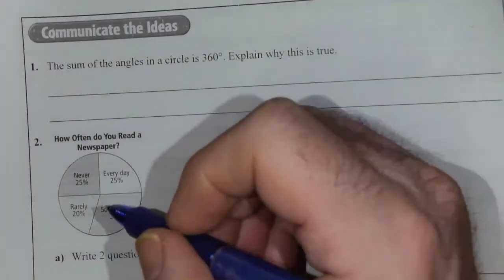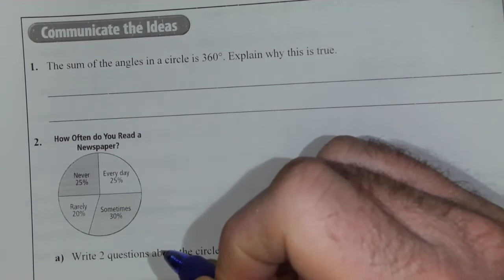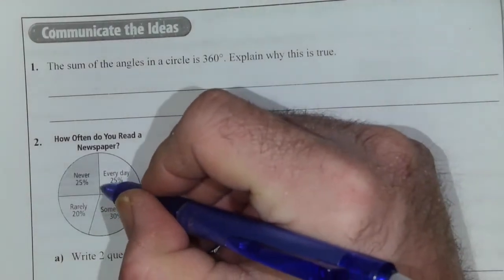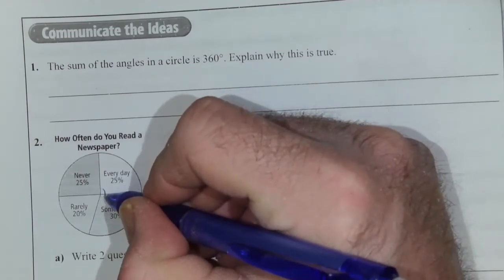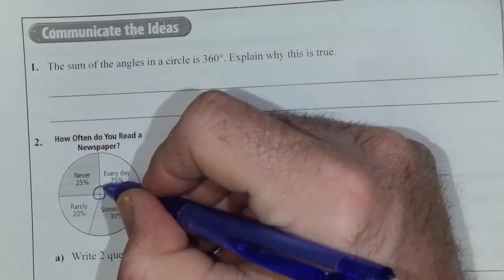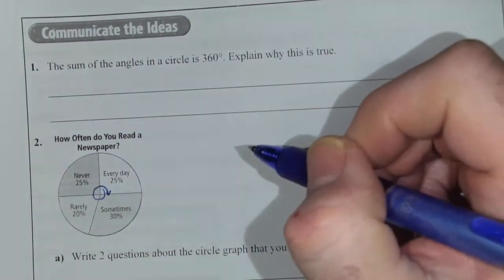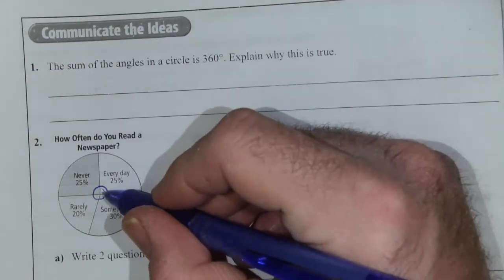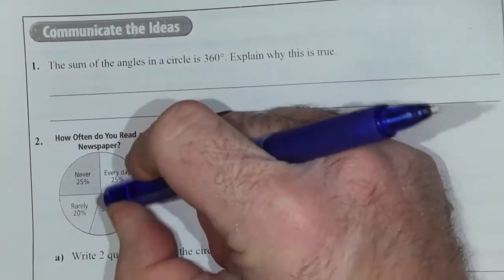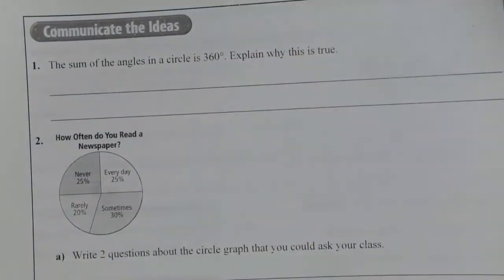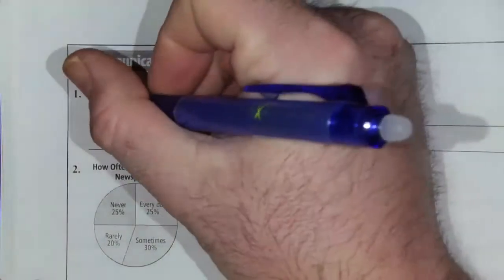So for instance, if it was 450 degrees and we started here, we'd be going around once, that's 360, and then another 90 would take us to 450 degrees. That's more than a circle. You've counted this piece twice. So a circle is 360 degrees. If you take it apart and put it back together in any way possible, it will always equal 360 degrees.